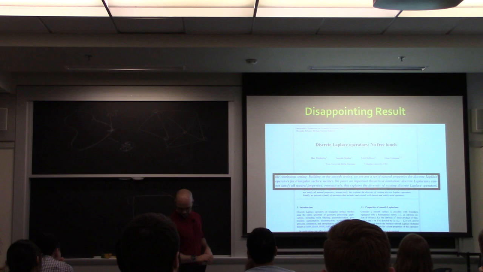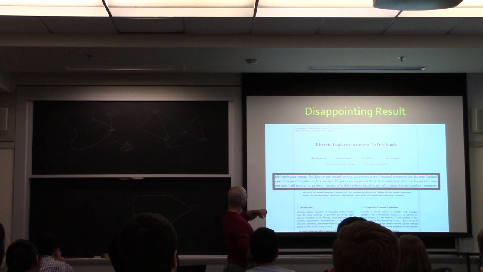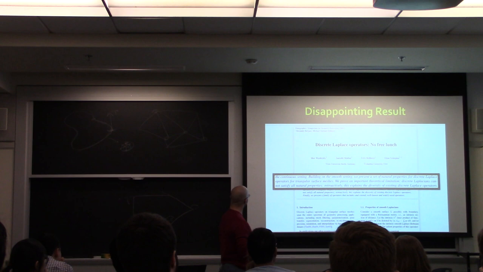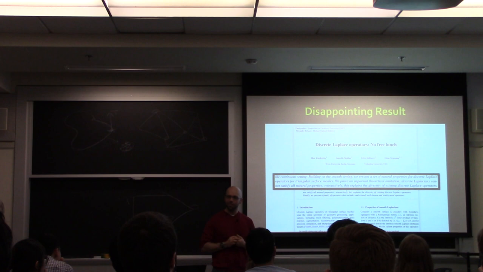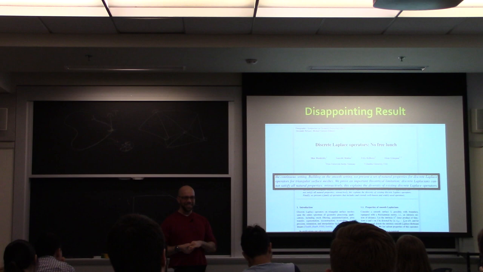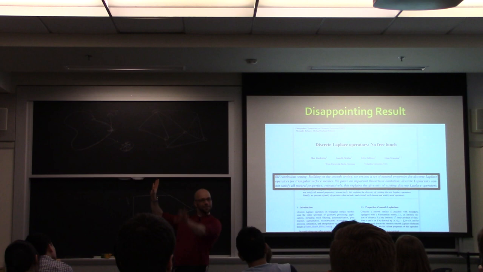For example, here, we'll talk about Laplace operators later. And you can see that we present a list of natural properties for Laplace operators on triangle meshes. We prove an important theoretical limitation: discrete Laplacians cannot satisfy all of the natural properties. And so unfortunately, while people get really excited about structure preservation, it actually prevents you from having other structure preservation. In other words, for every one smooth object, there's a whole zoo of discrete objects to choose from, depending on what structure you care about.